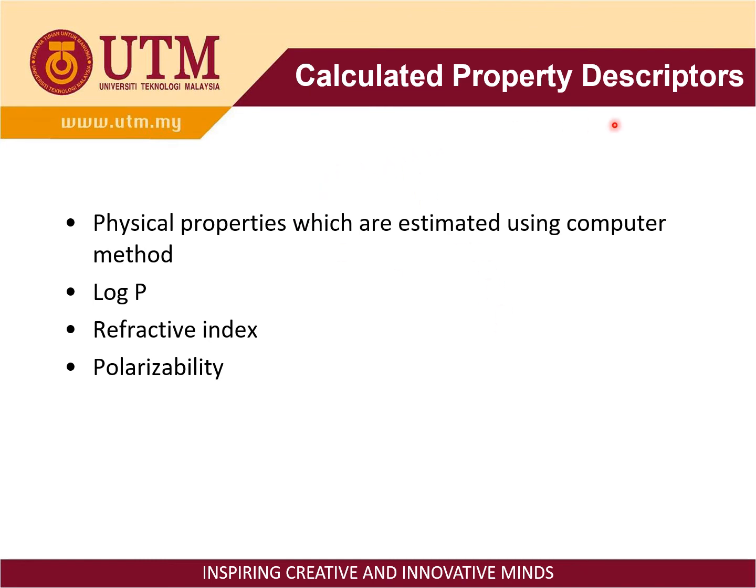And then lastly is the calculated property descriptors. These are actually measurable from experiment, tapi dia dah based on, sama macam Hammett tadi kan, daripada experimental work kita boleh plot dan dapatkan a certain equation. Sama lah macam log P, refractive index, polarizability, physical properties which are estimated using computer method can also be generated. Okay, so there are 4 types of descriptors.